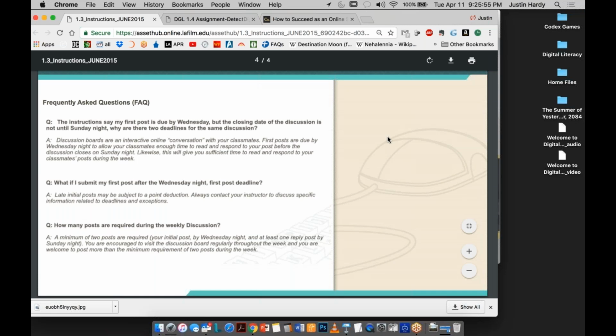So we want your initial post to be due Wednesday to give your classmates enough time to get through their day, their week, whatever it happens to be, so they have the time to sit down and read your initial post so that they can then respond. So they have from Wednesday until Sunday to get their response post in. That gives them the time to read and digest the information that they're seeing so that they can formulate a constructive response. Likewise, this will give you sufficient time to read and respond to your classmates' posts during the week when you're busy. So this works both ways, and that's why there's two due days.